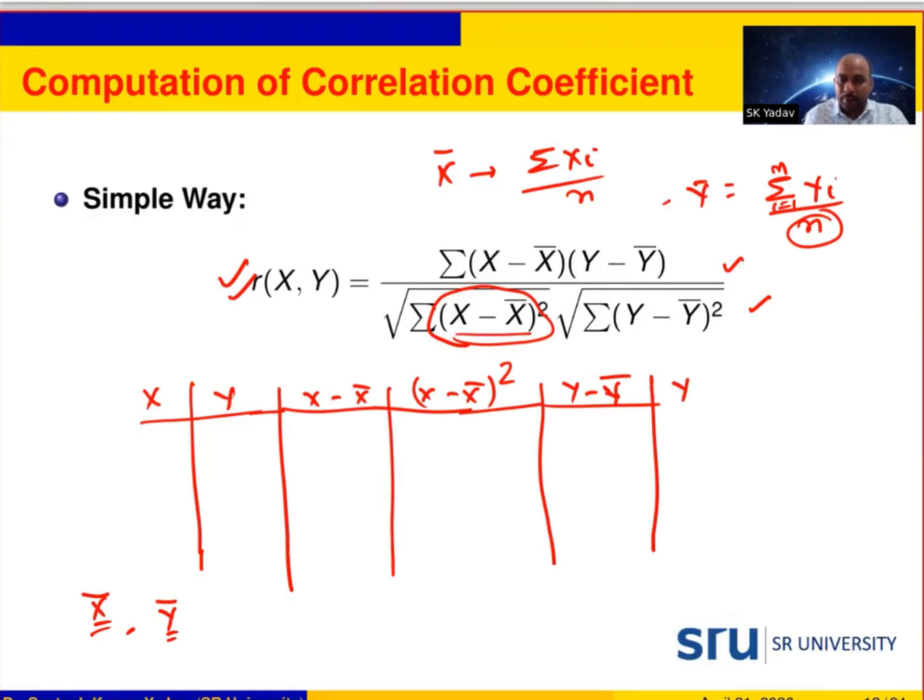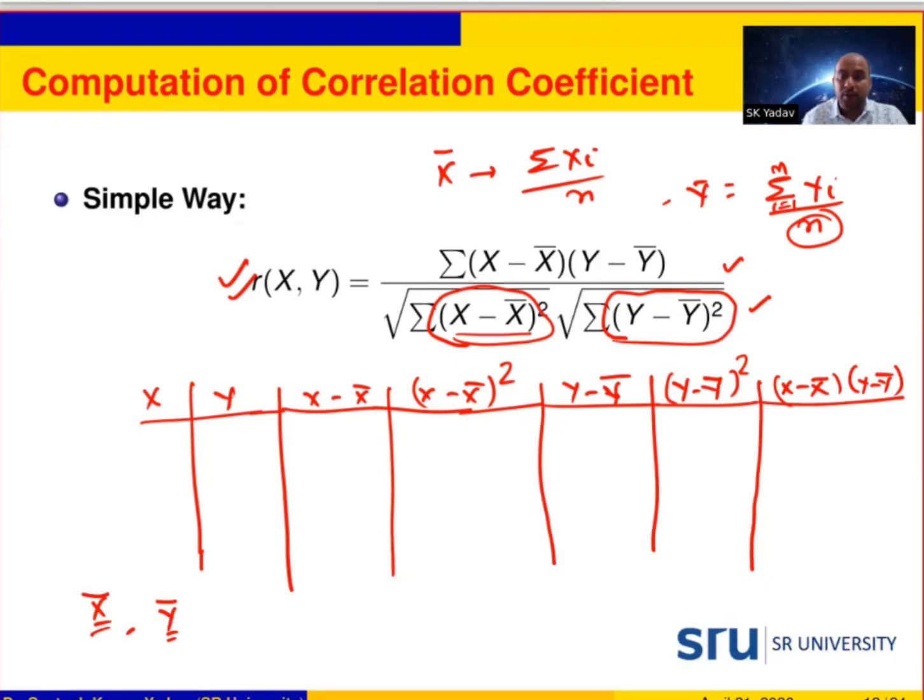And then (y minus y bar) square, I will compute, because this is for every data point. And then finally, this is computed now. So I will compute the product of this, which means the product of x minus x bar and y minus y bar.